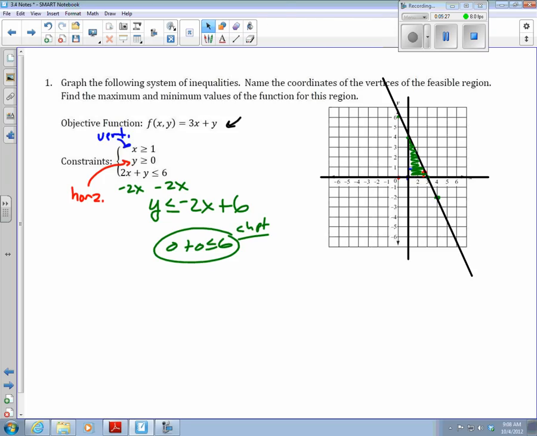Okay. Next thing we do is we find the vertices. Here's 1, here's 1, and here's 1. So my 3 vertices are 0, 1. I'm sorry, 1, 0.